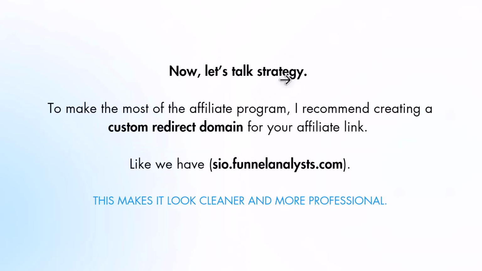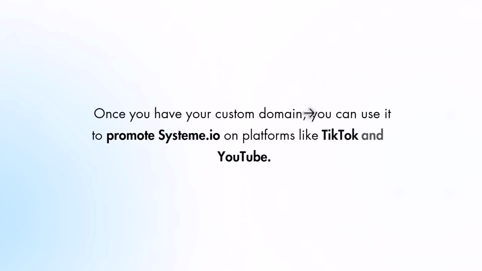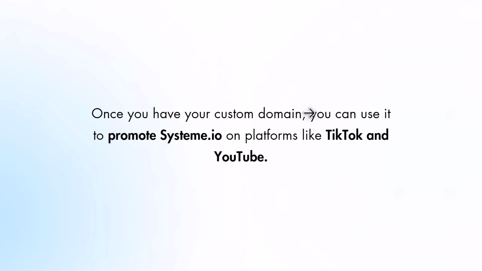Now let's move into step 4, crafting your affiliate marketing strategy. Now let's talk about strategy. To make the most of the affiliate program, I recommend creating a custom redirect domain for your affiliate link, like we have seo.funnelanalysts.com. This makes it look cleaner and more professional. You can do this easily on platforms like Namecheap by buying a custom domain and redirecting the domain to your links. Once you have your custom domain, you can use it to promote System.io on platforms like TikTok and YouTube.